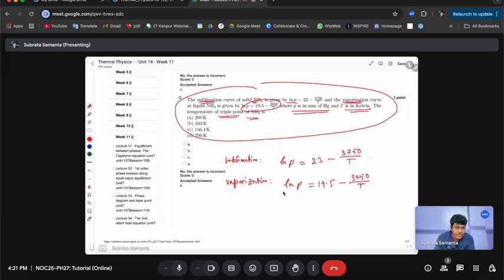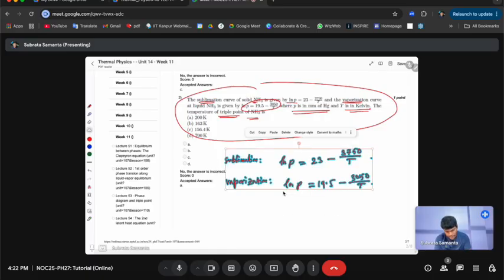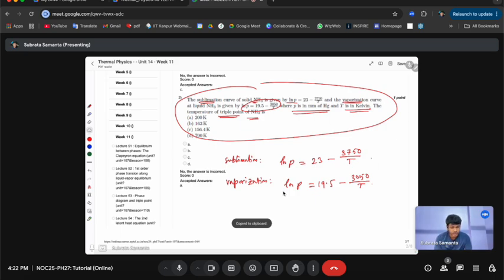So there are two phases here, basically: one is sublimation and the other is vaporization, and you have to calculate the triple point. So what is the triple point? If you know what the triple point is, then it's very easy to solve these problems, or you can quickly answer the questions. Calculate the temperature at the triple point. This is your task.